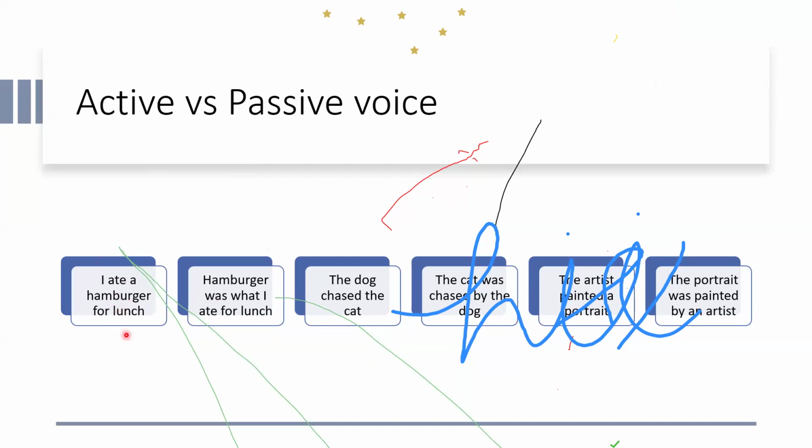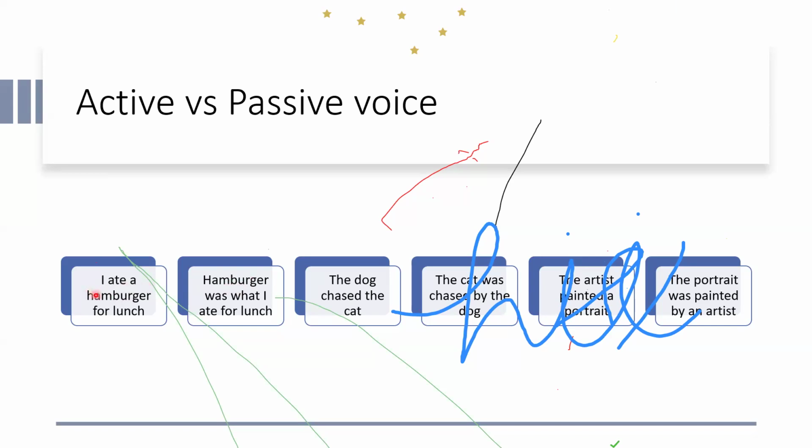Sir, this one is active. Yes, sir, this one is active. And this one? Sir, passive. This one is passive. Does anybody disagree with this, or does everybody agree that this is passive and this is active? Yes, it is passive. This is passive or this is passive?